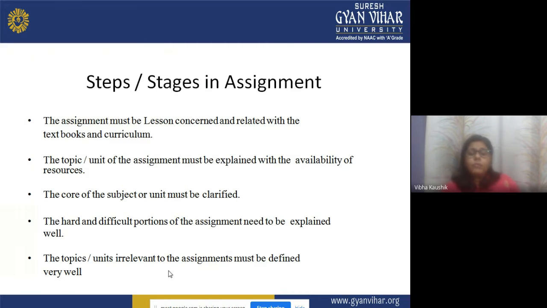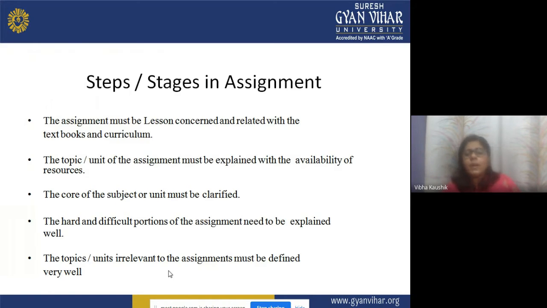Now, if the teacher wants to explain that, the assignments must be explained to the student with the availability of resources, meaning all the resources that are available. The core of the subject or unit must be clarified. The hard and difficult portions of the assignments need to be explained well.